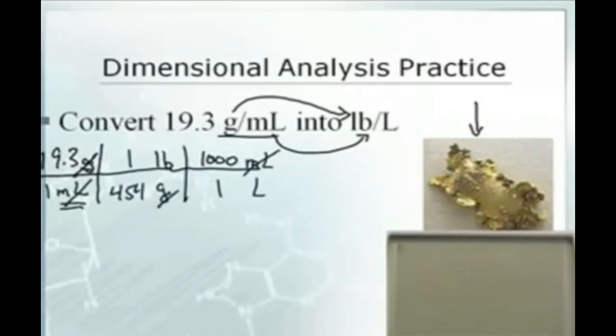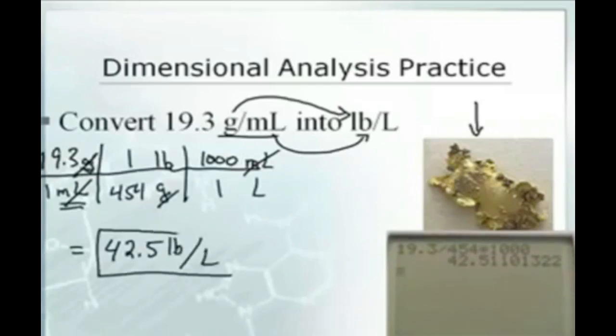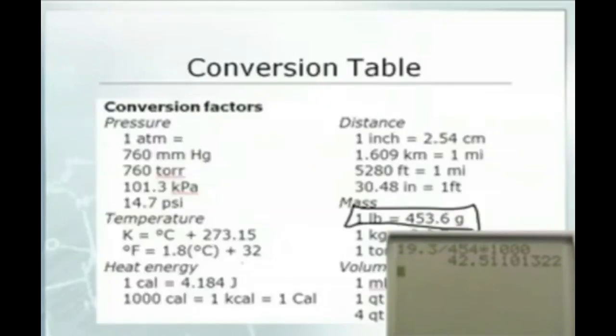So Mr. Sams, what do we come up with there? 19.3 divided by 454 times 1,000. What do you get? 42.5 pounds per liter. Wow. My son weighs about 42 pounds. He's not a liter, he's a lot bigger than that. But gold is one of the most dense things that exists, so this is not totally surprising. So a liter of gold would weigh 42 pounds. That's quite a bit.